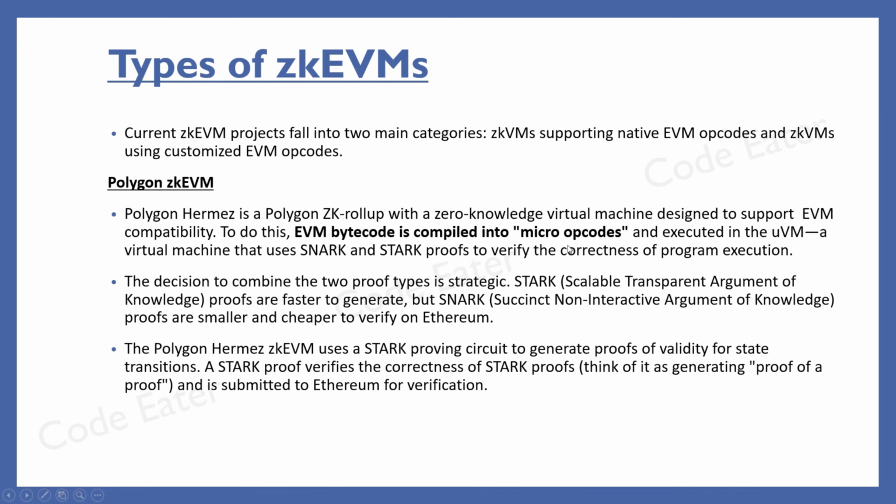How Polygon zkEVM actually works is that the EVM bytecode that we generate is compiled into micro opcodes, and these micro opcodes are executed on a zkEVM, another type of virtual machine, which actually uses SNARK and STARK proofs. What are these SNARK and STARK proofs? These are actually types of zkProof. We will talk about this in some other video. If you want a video on this, do let me know in the comment section, okay?